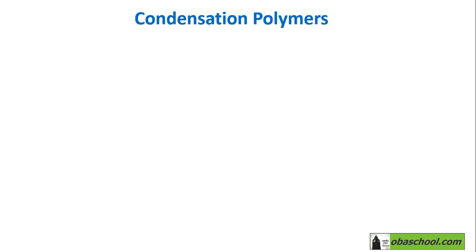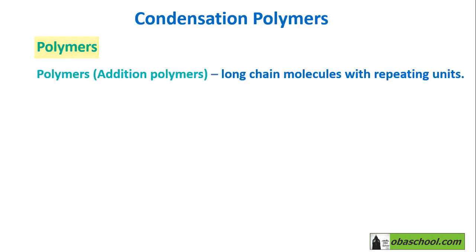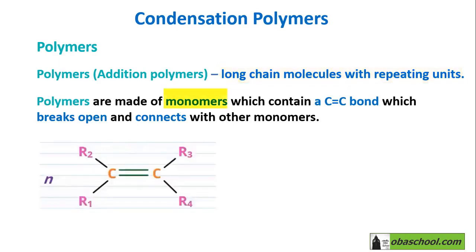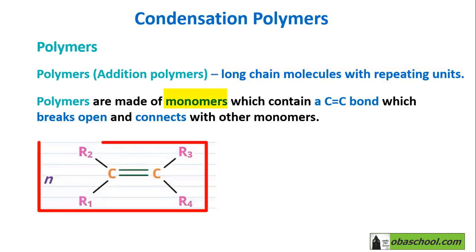First, we're gonna start by discussing condensation polymers. Before we do so, we need to remember a certain term, which is polymers. You have already met the idea of polymers. Polymers can also be called addition polymers, and they are known as long chains of molecules with repeating units. Polymers are made out of monomers, as you can see in this picture down here.